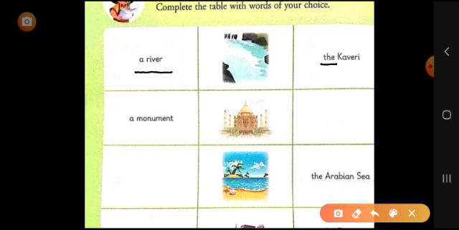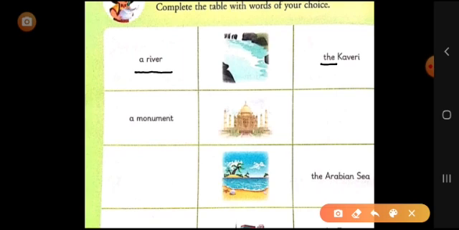So, a river. This is a common noun and it is not a definite object. It can be any river. So it is written a river. Now in this column there is written the Kaveri. Now the name of the river is specified. Since it is specified and it is a definite thing, therefore the article the is used.